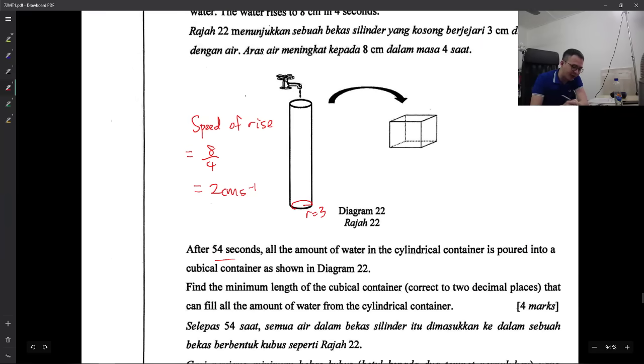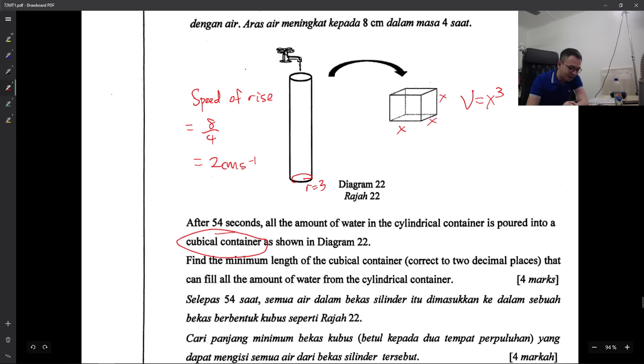After 54 seconds, all the water in the cylindrical container will pour into the cubical container. Cubical container means all 3 lengths are the same, x, x, x, so the volume is basically x cubed. Find the minimum length of the cubical container, correct to 2 decimal places, that can hold all the water.